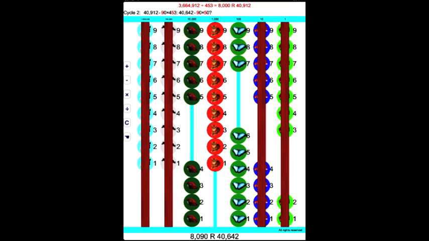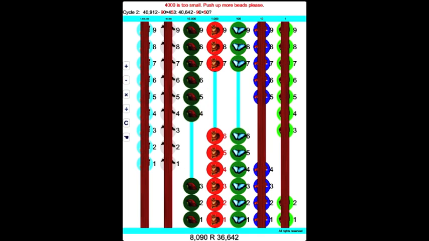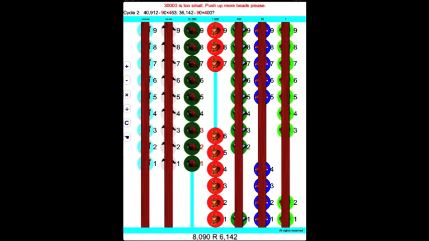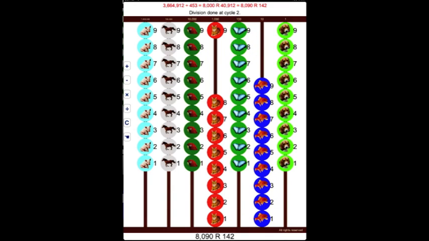Subtract 27 from r. r minus 90 times 50. Subtract 45 from r. r minus 90 times 400. Subtract 36 from r. Done with the long multiplication. Back at the quotient. The quotient q equals 8090, and the remainder r equals 142. Great job getting through some pretty big numbers.